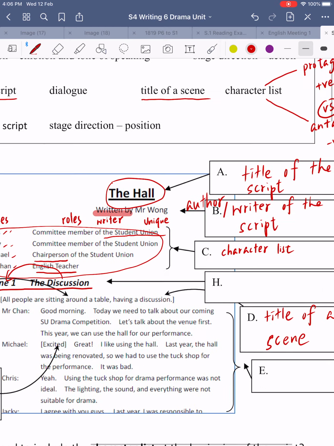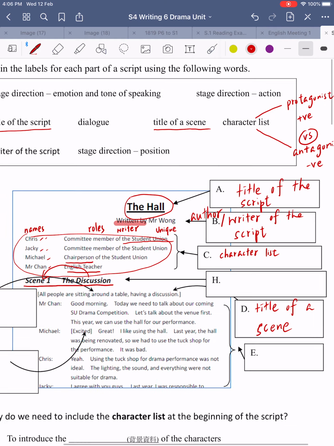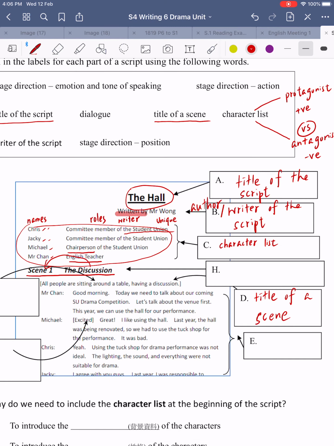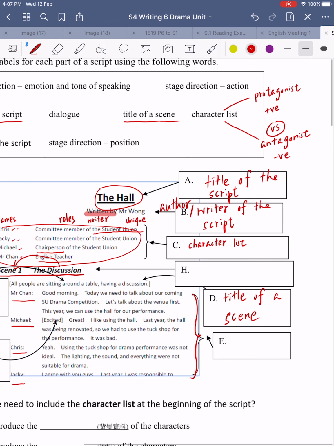Okay, then let's go to the other parts of a drama play. The most important part is this part. You can see Mr. Chen saying something, Michael saying something, Chris and Jackie are responding. Okay, what do we call this part? This part is the dialogue.